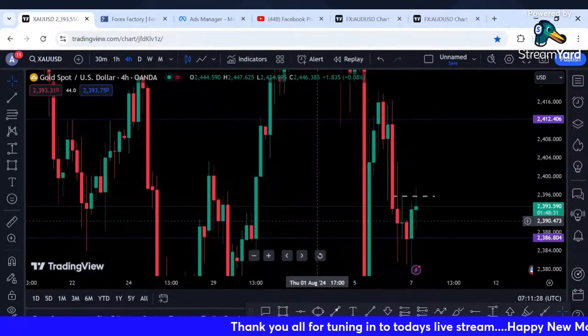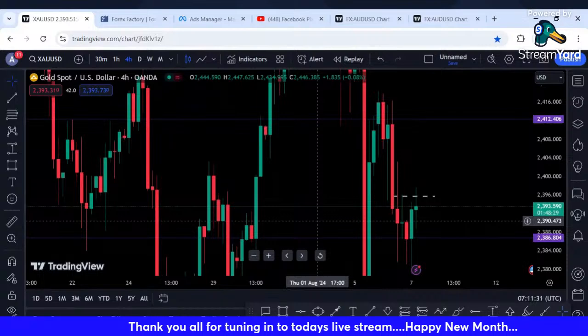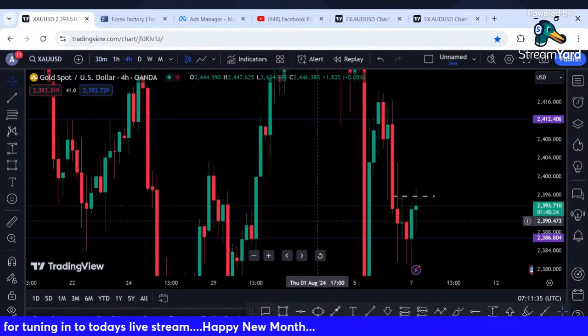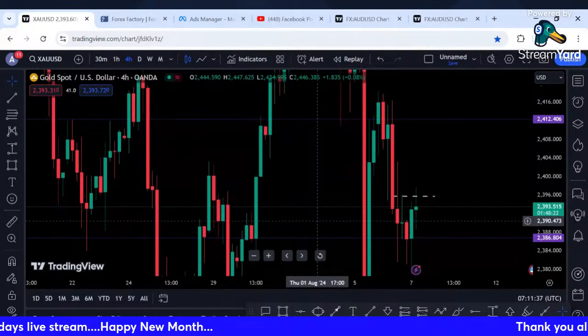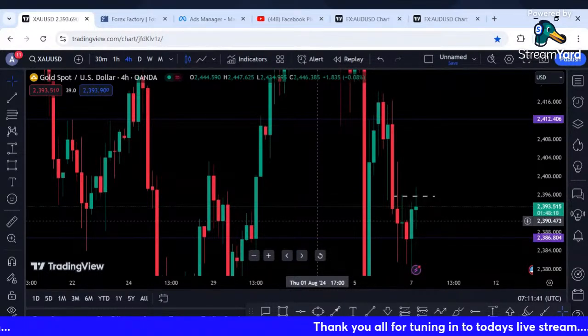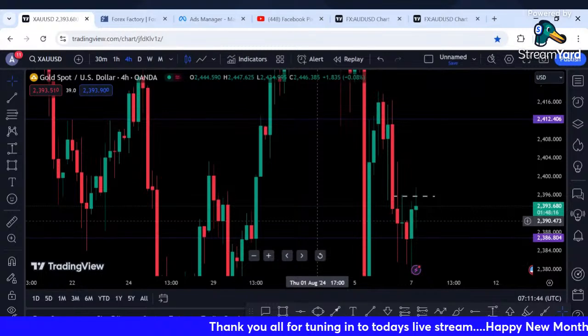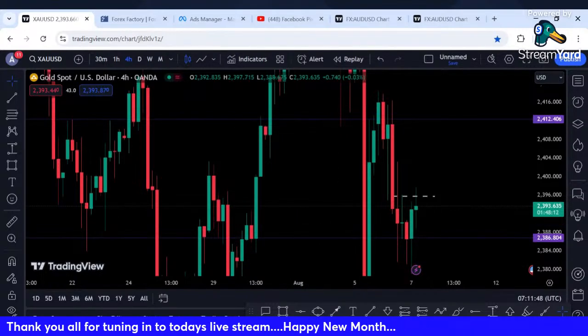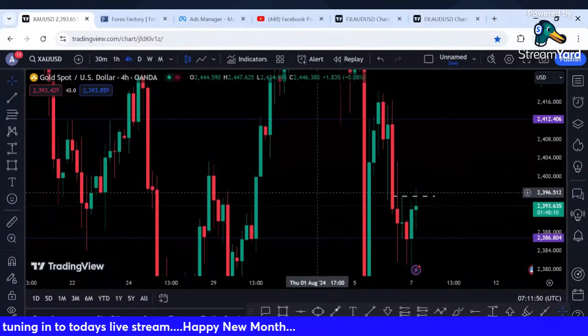If you get a range which is like 15 pips, you are going to base on the range to take profits, using the range for your take profit and your stop loss. That's what you are going to use the range for. So it's always advisable to trade within ranges.